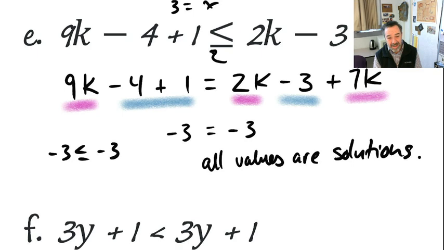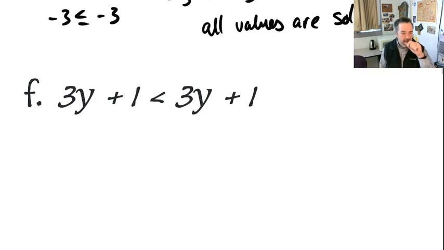Now, if this was not or equals to, if this was just less than, I think it would be a different story. And in fact, it looks like someone's trying to make that point in part F, because in part F, I can see that the left and right-hand side are exactly identical. If I subtract 3y from both sides, I get this statement, 1 is less than 1. Well, that statement is always false, right? Regardless of what I select for y, it's always going to be false that a number is less than itself. It's possible for a number to be less than or equal to itself, but not less than itself. So on this one, I would say that there's no solution.